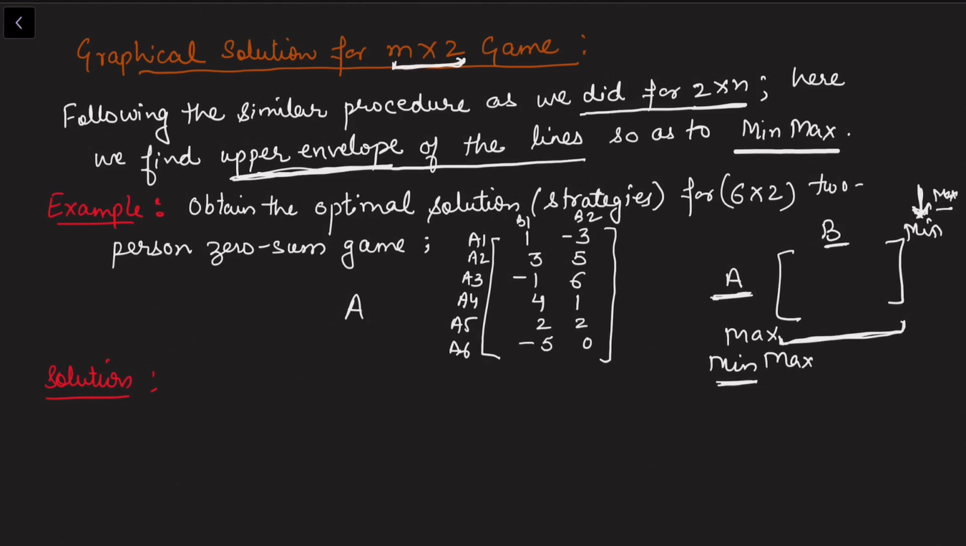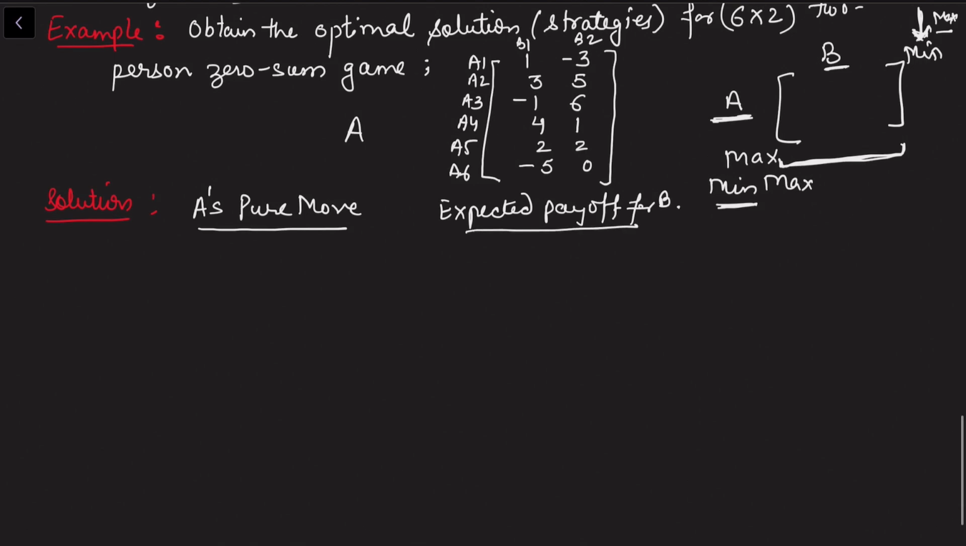And to solve this m cross 2 problem, I am going to first consider A's pure moves and then the expected payoff for B. So let's write these quantities. There are 6 of A's pure moves: A1, A2, A3, A4, A5, A6. And for each one, we have associated the probabilities Q1, Q2. So if A selects A1, this means 1 comes with the probability Q1, minus 3 comes with probability Q2.